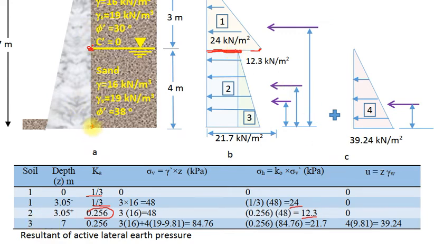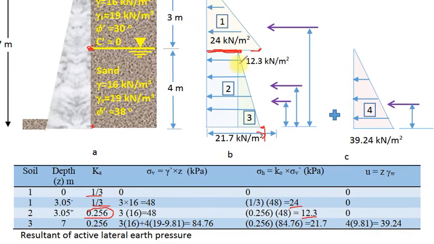At the bottom of the retaining wall, at depth equal to 7 meters, K active equals 0.256 for the second layer, and sigma vertical at this point equals 3 meters times 16 plus 4 meters times 19 minus 9.81, the submerged effective unit weight, equal to 84 kilonewton per square meter. 84 multiplied by K active gives 21.7 kilonewton per square meter at the bottom of the retaining wall.